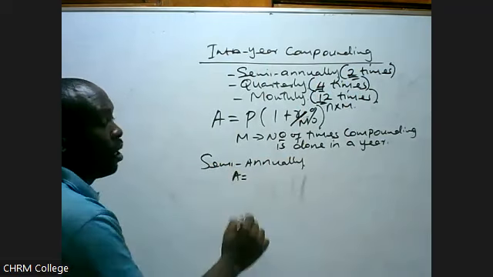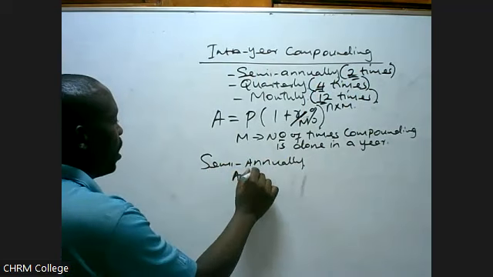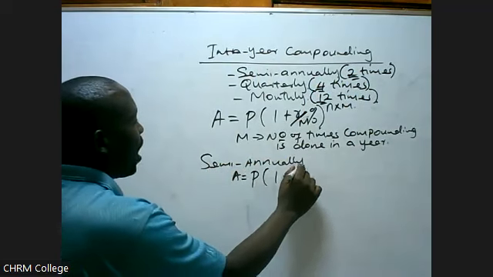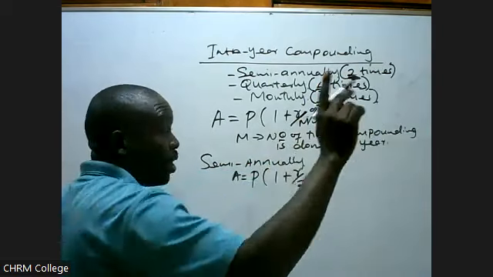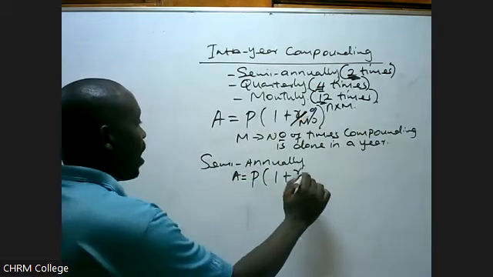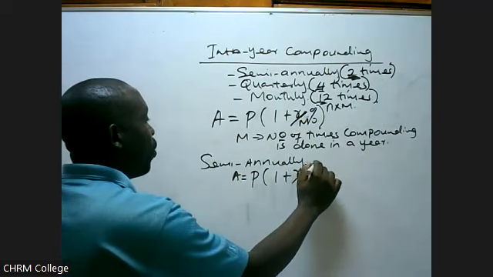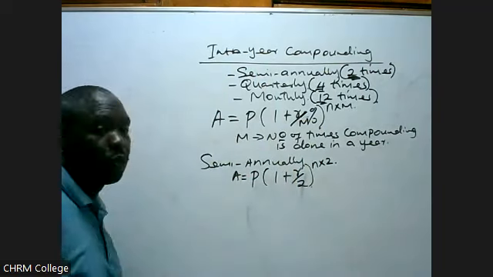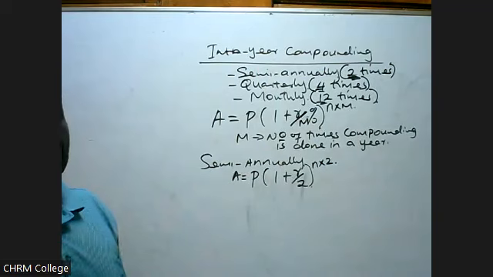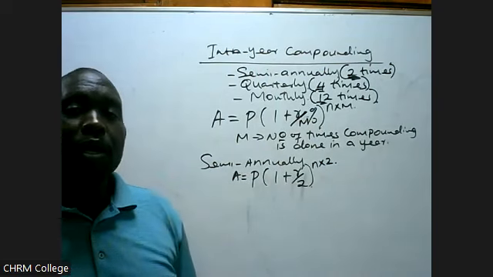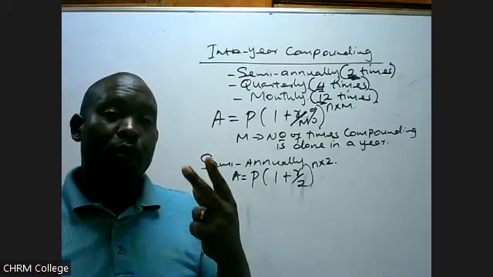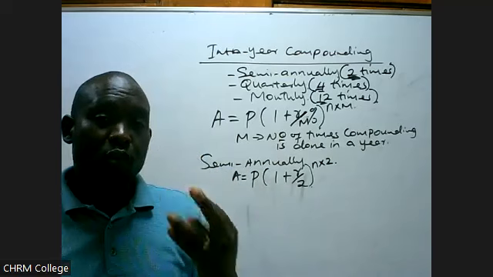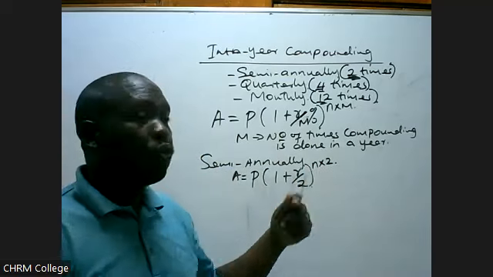amount will be obtained by doing P into 1 plus R. Our M here is now going to be 2 because we are doing compounding twice in a year. And then N we multiply by 2. The number of years we multiply by 2. If it was 2 years, remember in 1 year we do twice. So in 2 years we do 2 times 2, which is 4 times.